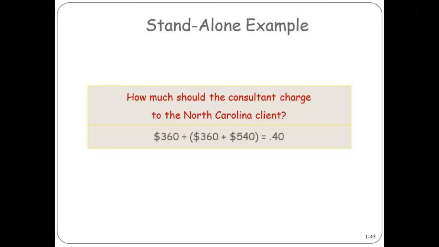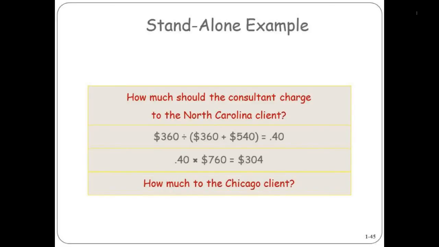Using the standalone method, you'd say Durham or North Carolina should pay 40% of the total cost, based upon the fact that the round trip to North Carolina was $360 and the round trip to Chicago is $540. And obviously Chicago should pay 60%, or $456. So that's how you would allocate between the two.